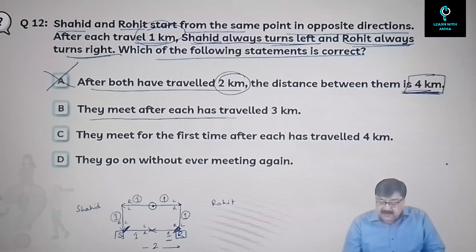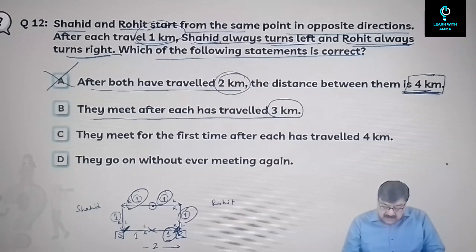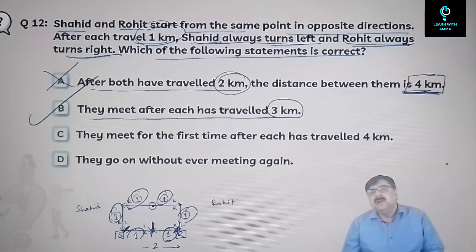They meet after each has travelled 3 kilometers. Absolutely correct. 1, 2, 3. Yes, they meet each other after each has travelled 3 kilometers. A very simple question. A similar question was asked in the CSAT examination.